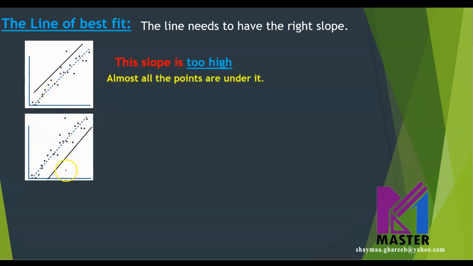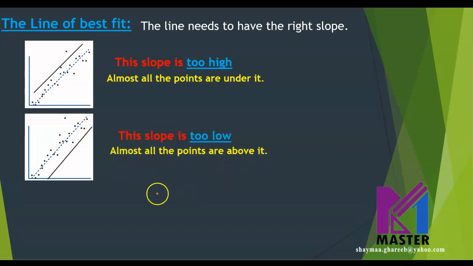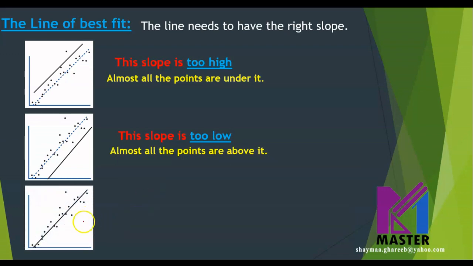The second one here, the line is also going in the same direction as the points. It's parallel to the direction of the points, but this time all the points are above the line. So we say the slope here is too low because almost all the points are above the line. And this is a case of just right slope.